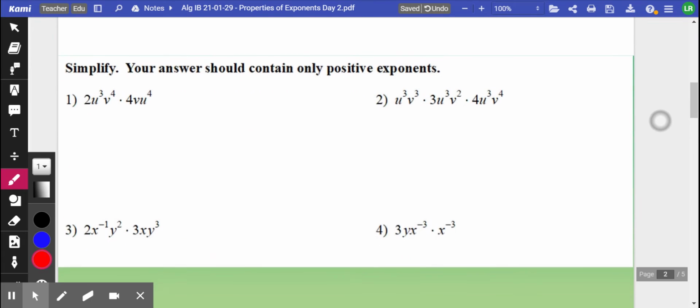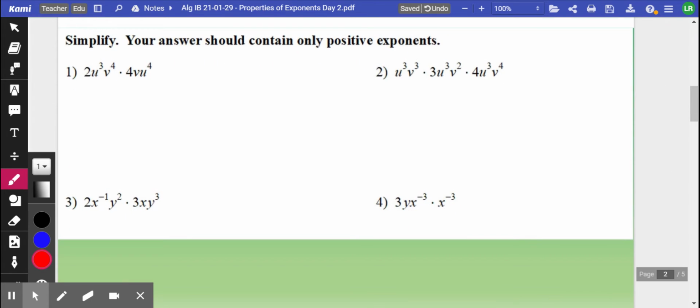And here is your first set. These are all multiplication problems. So remember, if you multiply same bases, you need to add the exponents. Okay, go ahead and pause the video and complete these 4 problems.